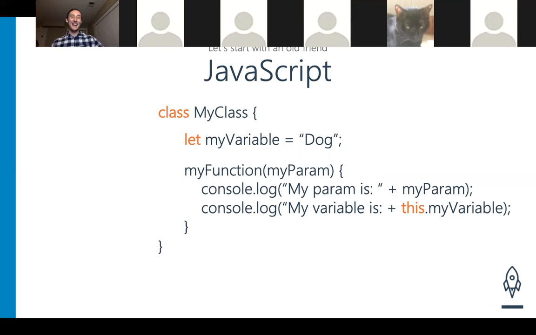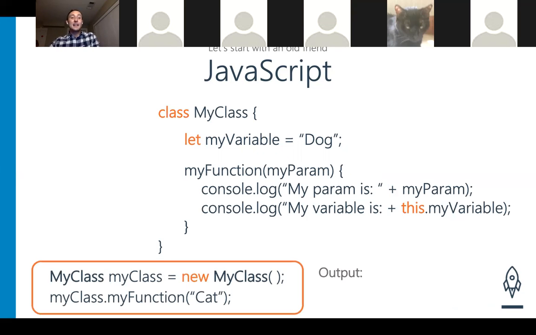Everyone remember this stuff? Yeah. All right. So let's just make sure. I'm going to declare an instance of my class. And then I'm going to say myClass.myFunction and pass in the string cat. Who can tell me what the output's going to be? Is there an output? I don't see where you use it anywhere, unless it's just console log. Sorry, yeah, output would be synonymous for console log. So what would be outputted to my console? Cat. My param is cat.